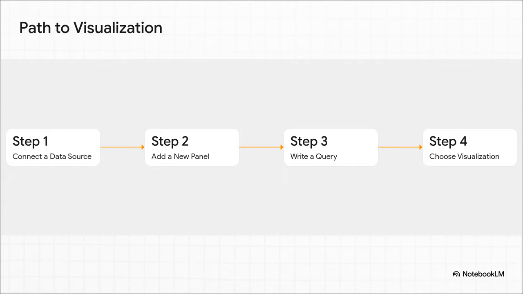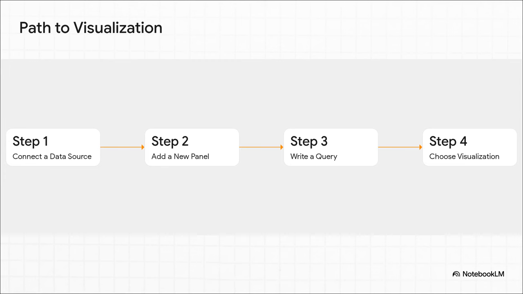First, you tell Grafana where your data is. You connect your data source. Easy. Second, you add a new blank panel to your dashboard. Third, and this is the magic part, you write a query. A query is just you asking a question of your data. Something like, hey, show me the CPU usage for the last 15 minutes. And finally, step 4, you pick how you want to see that answer.